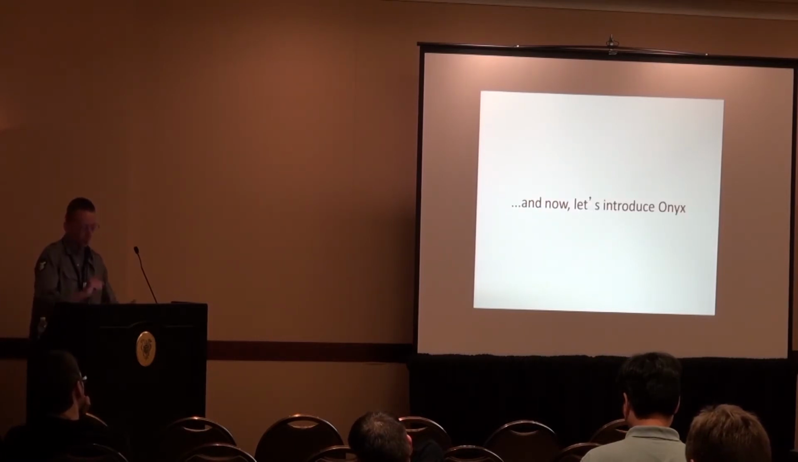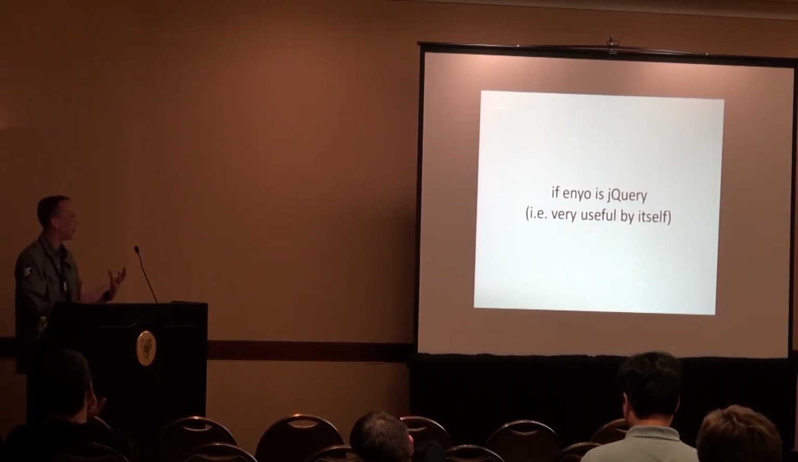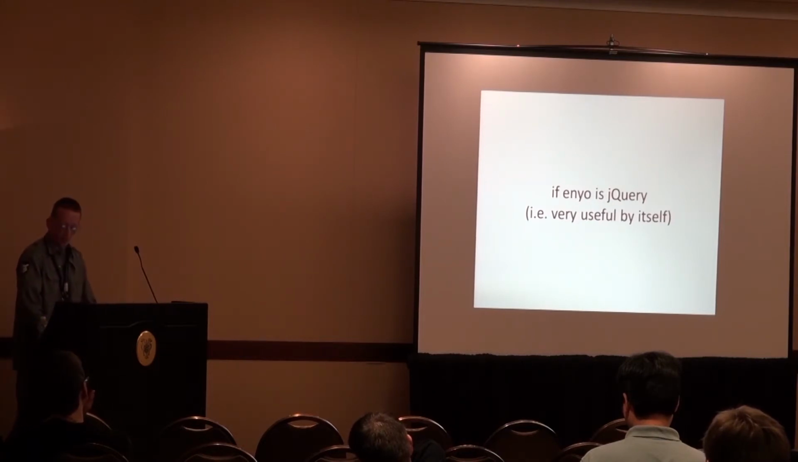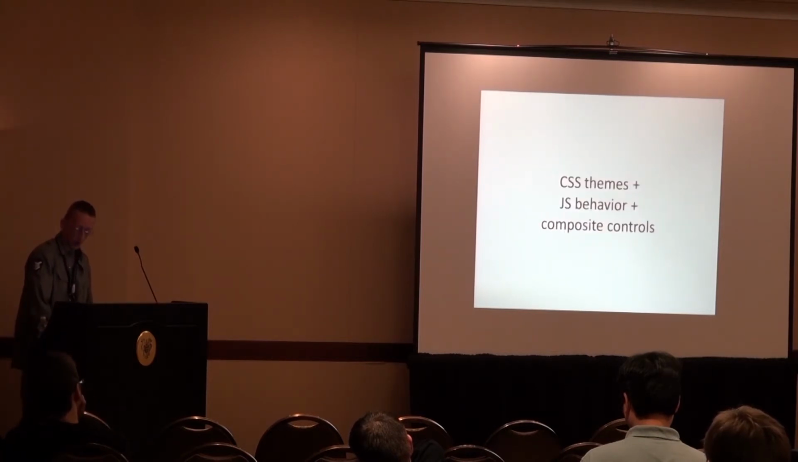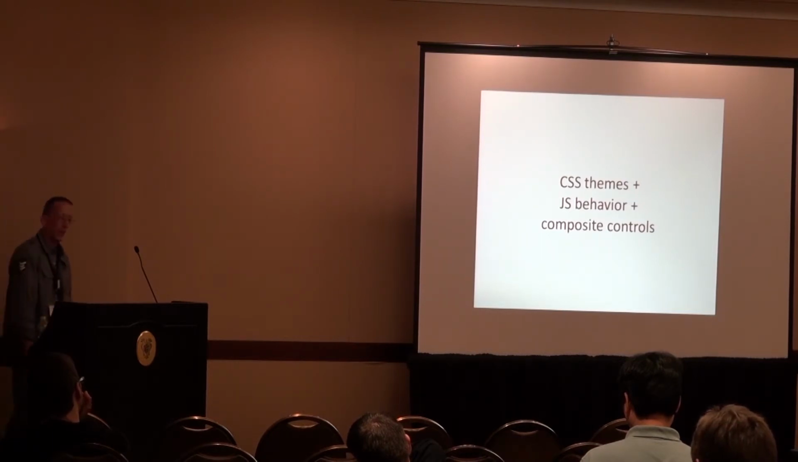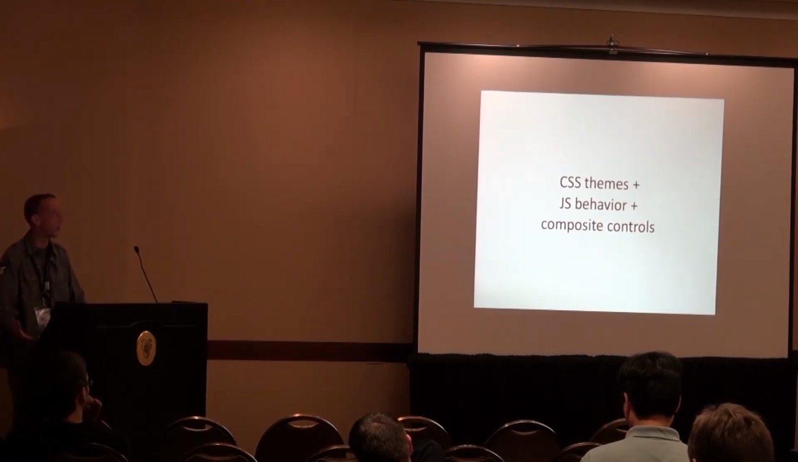All right, so that was core, then layout, and another additional piece we provide is the Onyx widget library. The comparison is that if Enyo is jQuery, meaning it's very useful by itself without anything else, then Onyx is jQuery UI. You've seen a couple of things on those sample screenshots, but basically the Onyx widget set is CSS and JavaScript code to make these composite controls.